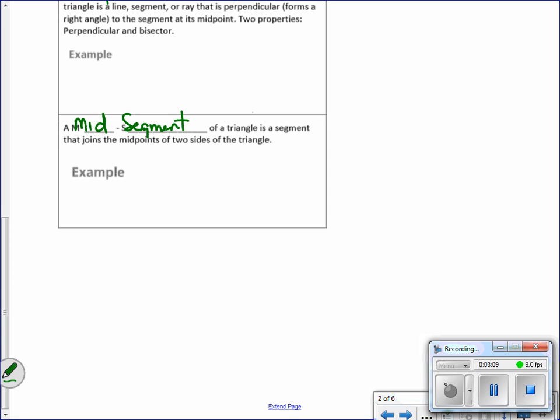All right, a mid-segment of a triangle is a segment that joins the midpoints of 2 sides of a triangle. So midpoint, obviously every side has a midpoint. So hey, listen, these 5 special segments, we're going to have some properties we're going to be dealing with. You have to know these words, so I'd start learning these.